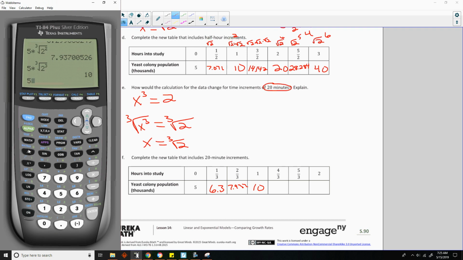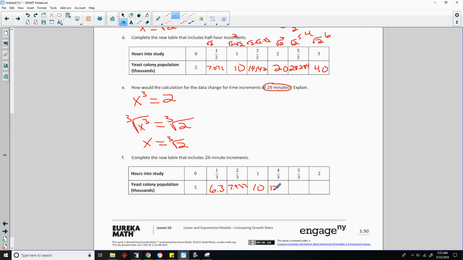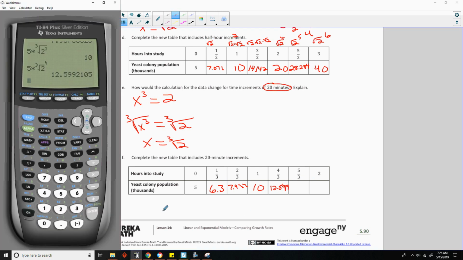So now I'm going to take 5 times math 4 for cube root of 2, and then I'm going to do to the power of 4. Enter. And I get 12.599. Or you could say 12.6, I suppose. Okay, 12.599. And then 5/3, or an hour and 40 minutes, would be 5 math 4 to get my cube root of 2. And I want this to the 5th power. And I hit enter, and I get 15.874.